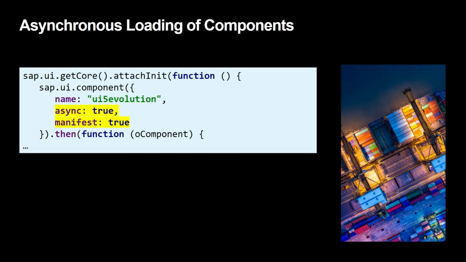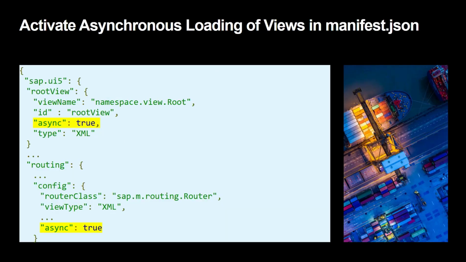Be careful, the manifest property replaces the manifest first property in 1.50 version. Also, we still need to load the views asynchronously. This will be done again in the manifest.json, for all views in the routing section and for the root view in the root view section. So remember always to implement the stable IDs and the asynchronous loading together. As we see in the root view, we have ID and asynchronous together.